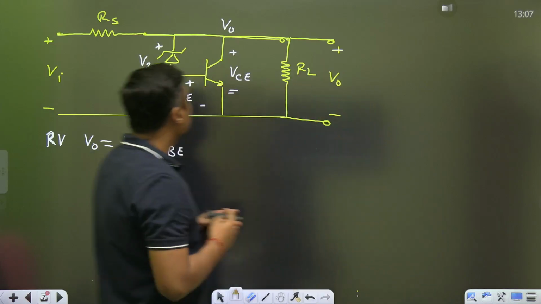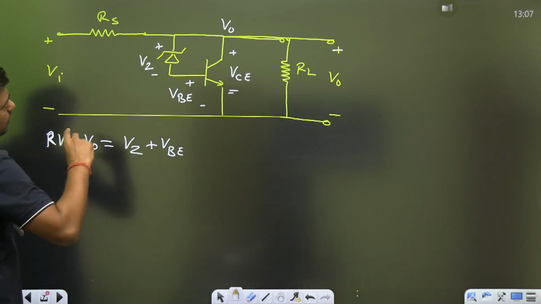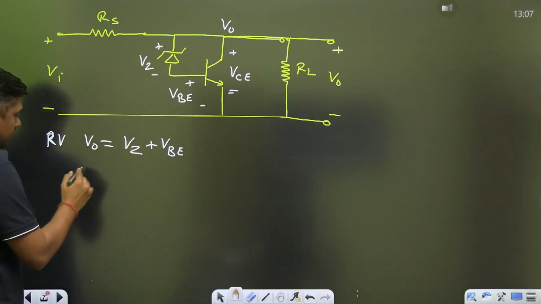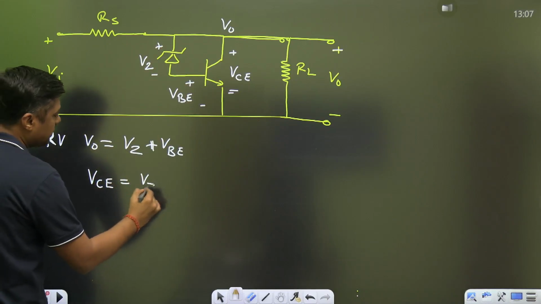Now here, what is the next question? The next question will be, what is the power dissipation across this transistor? So what is the VCE? VCE is nothing but V0, that is VZ plus VBE.